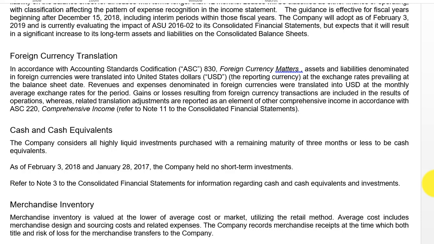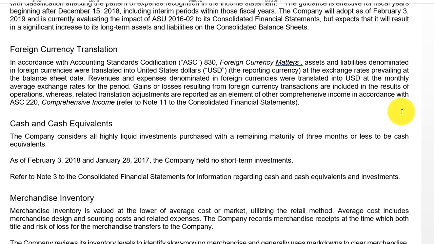So, for American Eagle, where the company is located in the United States, any operations outside the United States would be done in that local currency and have to be translated, and that affects our income, as it says here, refer to note 11. Okay, so that's an important piece of our measurement.